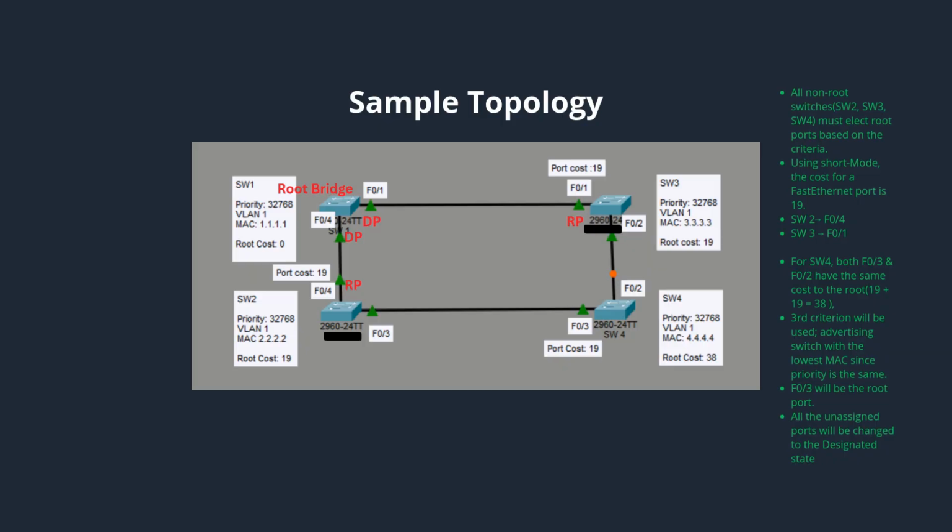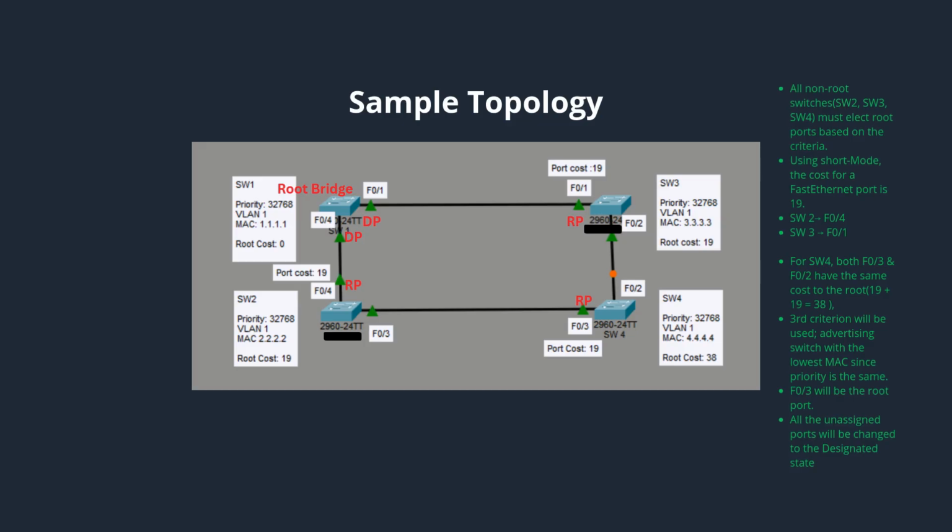F0/3 connects to SW2, which has a MAC address of 2.2.2.2, while F0/2 connects to SW3, which has a MAC address of 3.3.3.3. Since 2.2.2.2 is lower than 3.3.3.3, SW4 selects F0/3 as its root port. Lower MAC address wins the tiebreaker. All unassigned ports will be changed to the designated state in the next step.